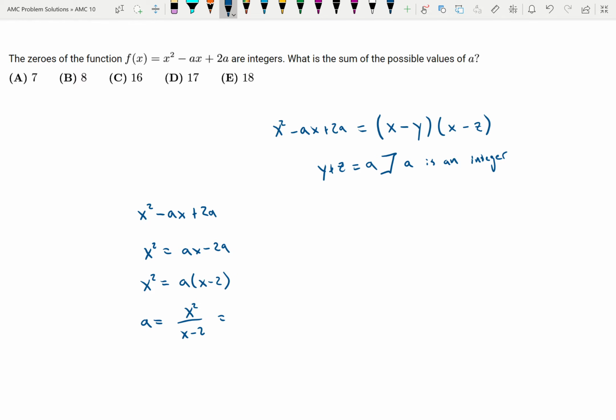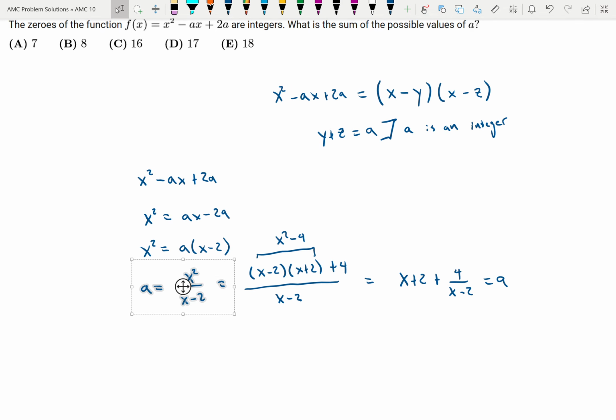We can simplify this. I'm going to use difference of squares here: x minus 2 times x plus 2, all over x minus 2. That way, the way I have it written out, this is x squared minus 4. So in order to make it just x squared, I need to add a 4 here. So the x minus 2 is going to divide the x minus 2. So we have x plus 2 plus 4 over x minus 2. So this is equal to a.